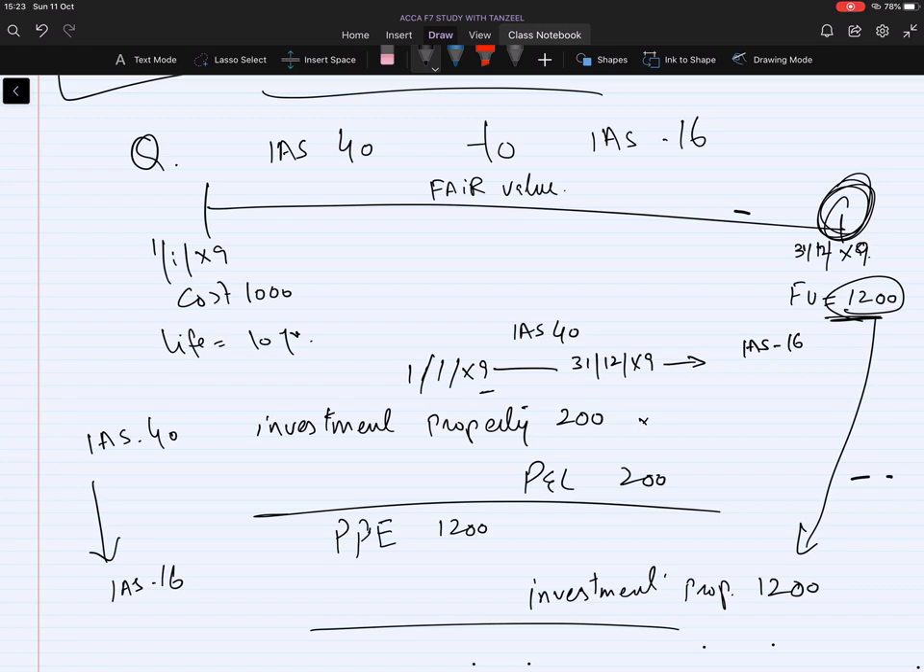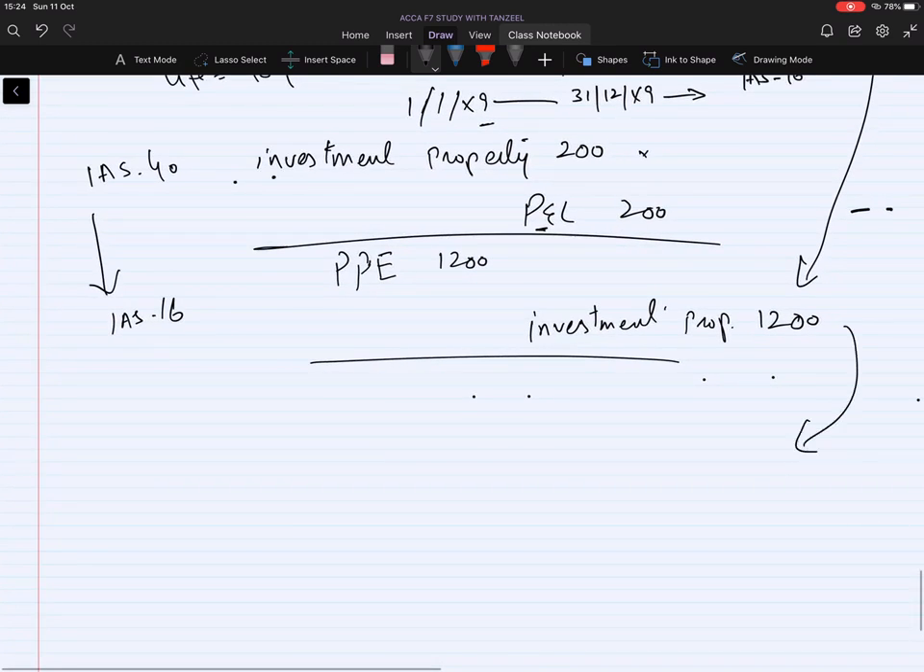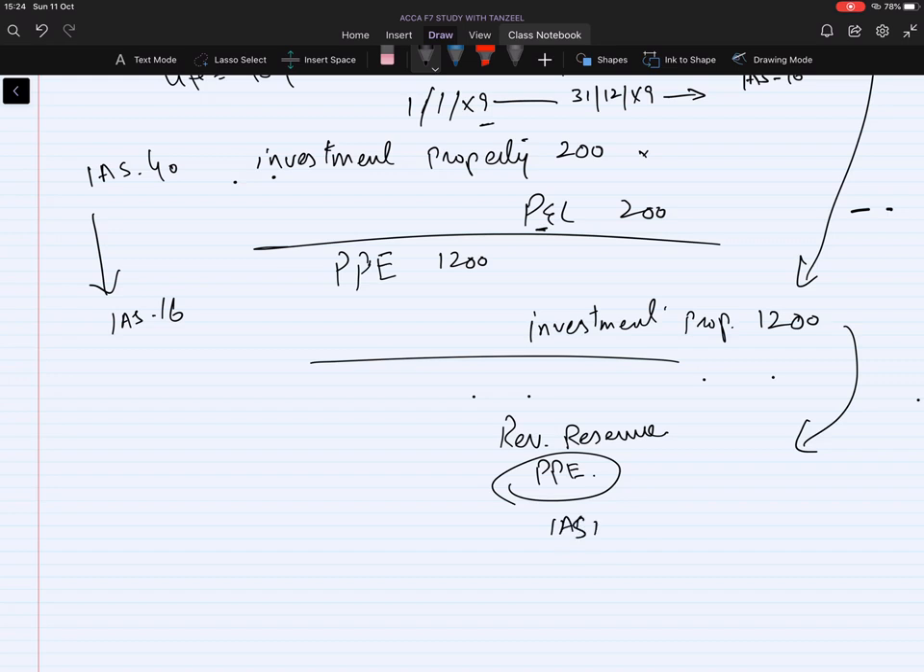So before we change to the new standard, we revalue using the previous model, and then we change the standard. Previously we were using investment property, and for investment property all changes go to profit and loss. After this point, any changes in fair value will be taken to revaluation reserve as per PPE, which is IAS 16. So this is our standard.